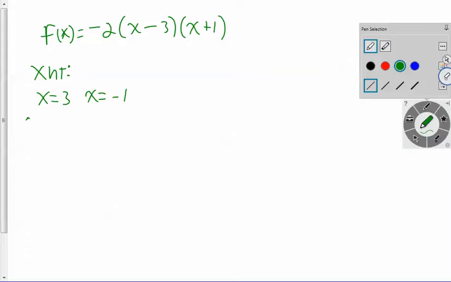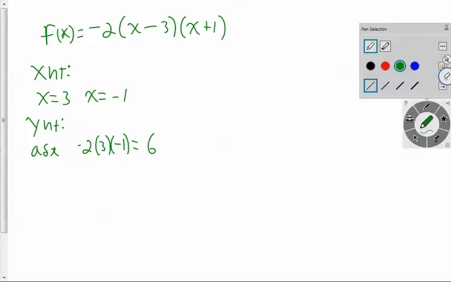The y-intercept, according to our formula, is a times s times t. So that's going to be negative 2 times 3 times negative 1. That gets me a y-intercept of positive 6.